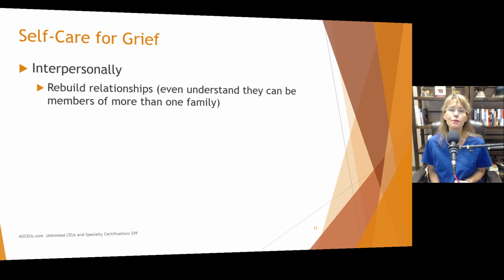Interpersonally, it's important to rebuild relationships, remembering that after a loss, there may be changes in who you're friends with. You can be members of more than one family, for example. After a divorce, you have multiple step parents and things. So there are multiple families, and that's new, but it can be okay.